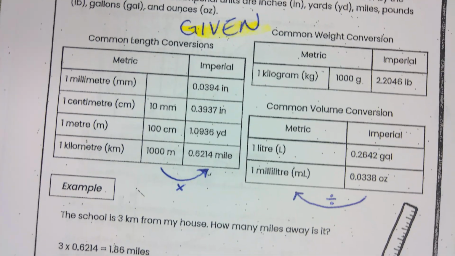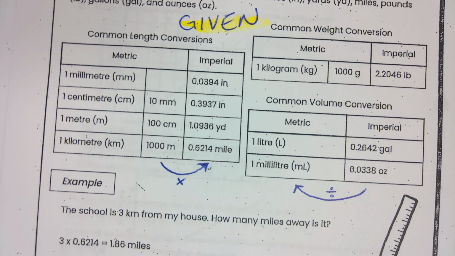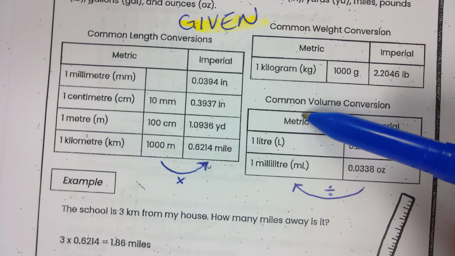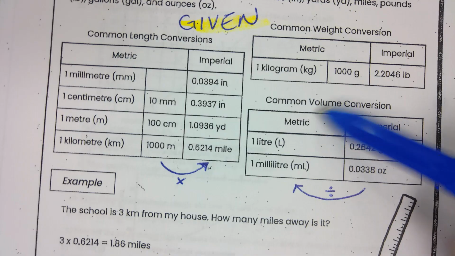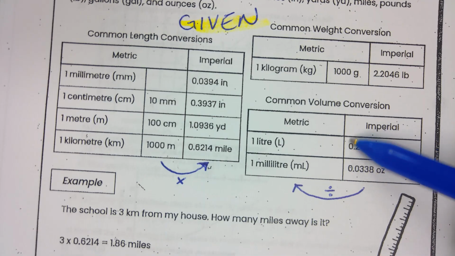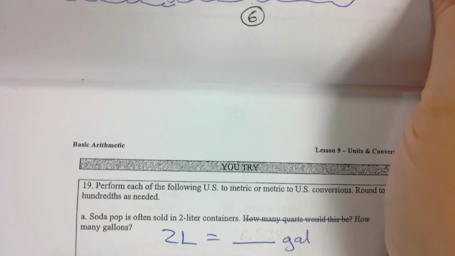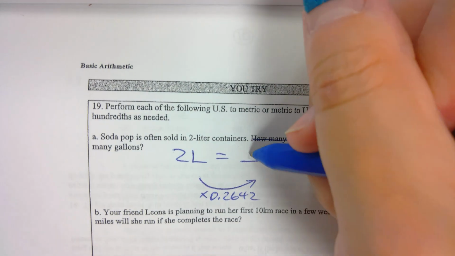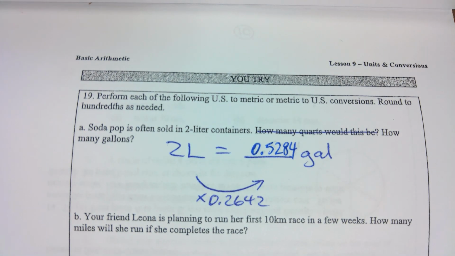Remember, you are given this. Liter to gallon. 2 liters to gallon. Okay. So what did you do? Right, because you want to go from metric to imperial. Metric to imperial, we will times. So metric to imperial, we times, and times it by what? Times it by this ratio. So when I times it, it's right here, I get 0.5284 gallons.